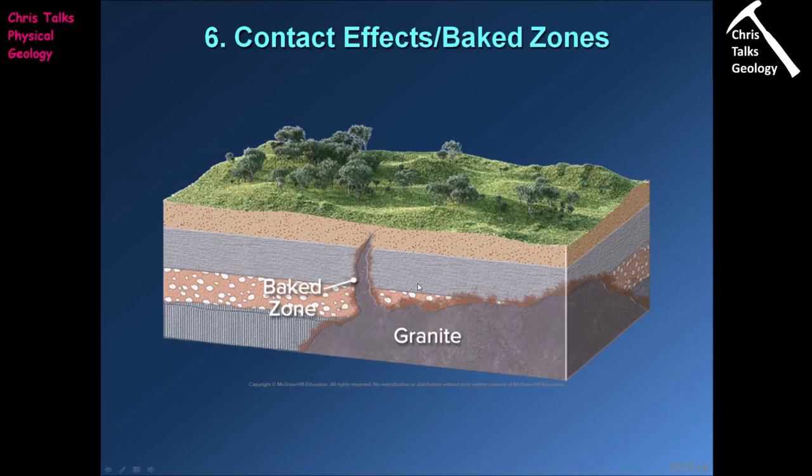So our sixth principle is called the principle of contact effects. It's also sometimes referred to as the principle of baked zones. And so this particular principle is in relationship to intrusions of magma. So as we've discussed already, sometimes magma will rise through the Earth's crust. Now, about 90% of the time, that magma will actually get trapped inside the Earth's crust. It will never make it to the Earth's surface. So only about 10% of all the magma produced inside the Earth ever makes it to the Earth's surface. The other 90% gets trapped in the crust.